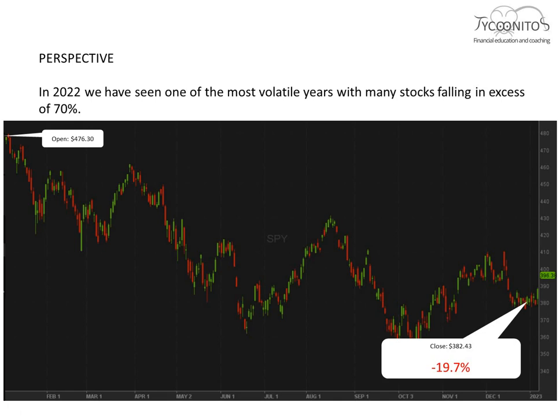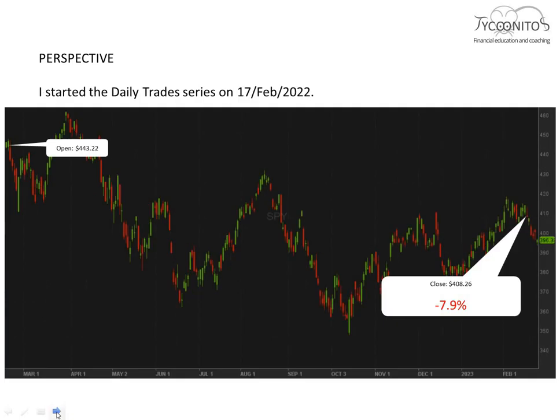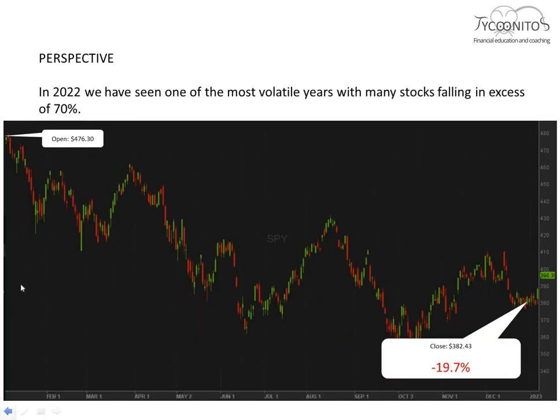So it was a very, very challenging year for a lot of traders, for a lot of investors. Most people lost money, and of course, the overall market also lost a fair bit of value. When I started my daily trade series, which was once again on the 17th of February, some of the damage was already behind us. The January, if we go back to the previous slide, you can see that the market collapse in January was quite heavy.